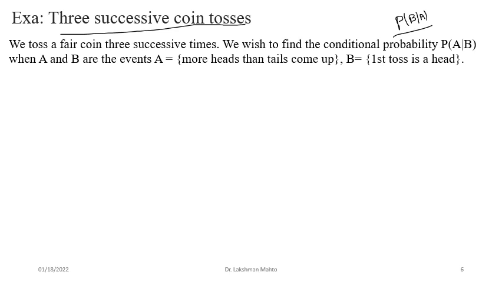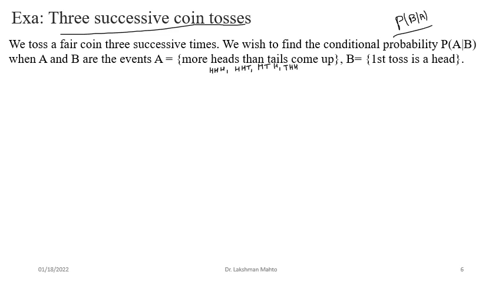A is talking about events having outcome more heads than tails. So tell me, what are the outcomes in A? And B is talking about first toss is head. So A is talking about more heads than tails. So what are the outcomes here? Anyone? So head, then head, tail. Yeah, so we have to point out all those. Head, tail, head. So all these.